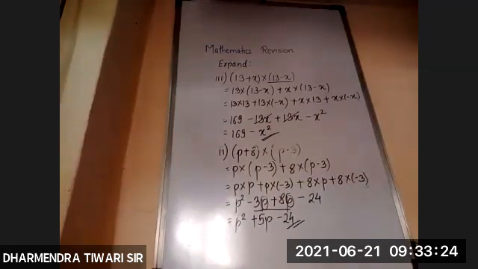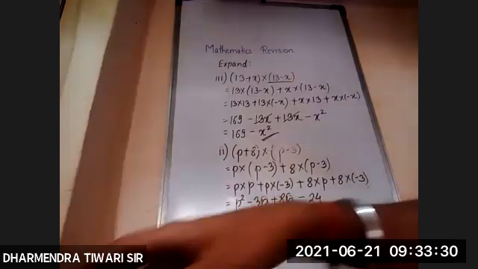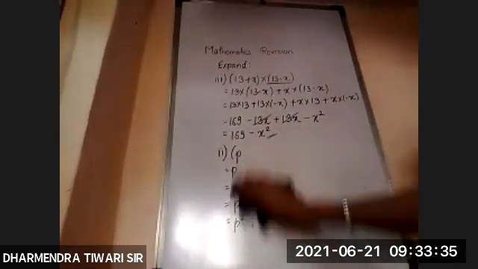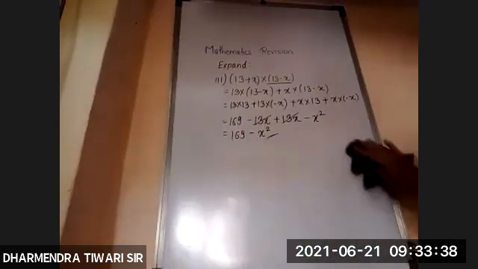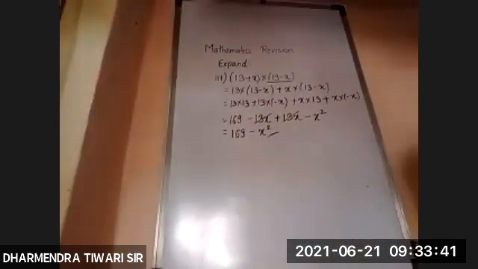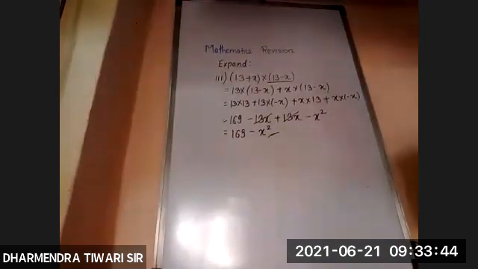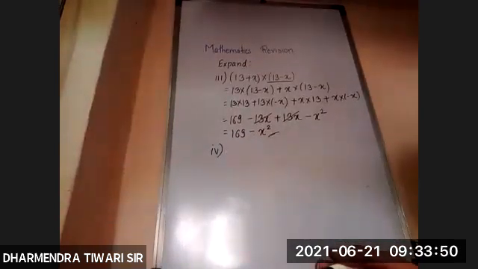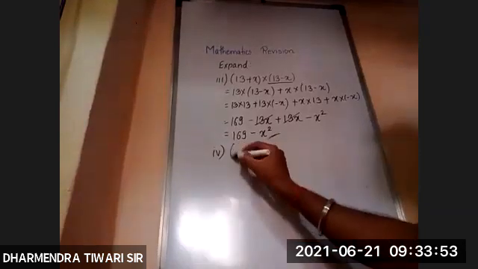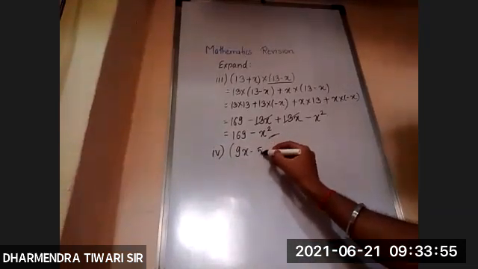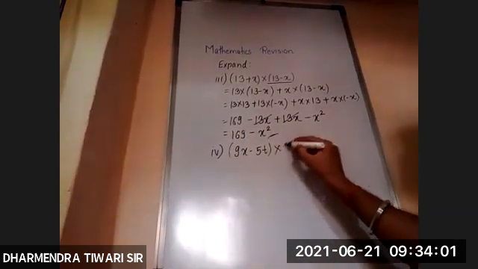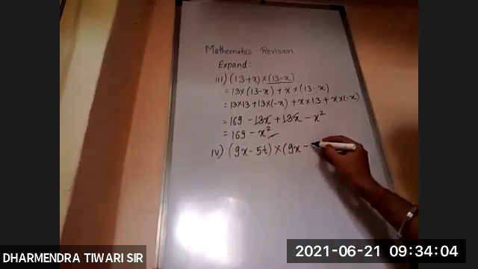I will move to the next problem. Both the terms have a variable now. Earlier we did problems with one variable and one numeric term present. Now we'll have both the terms as variables. Say 9x minus 5t multiplied to 9x plus 3t.